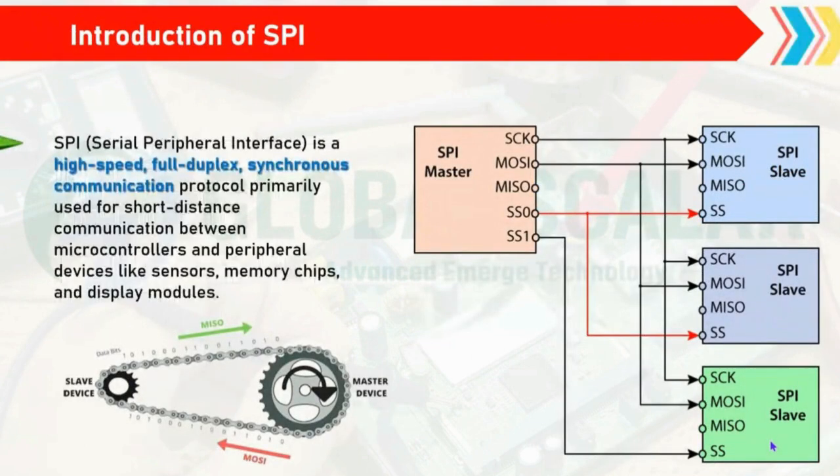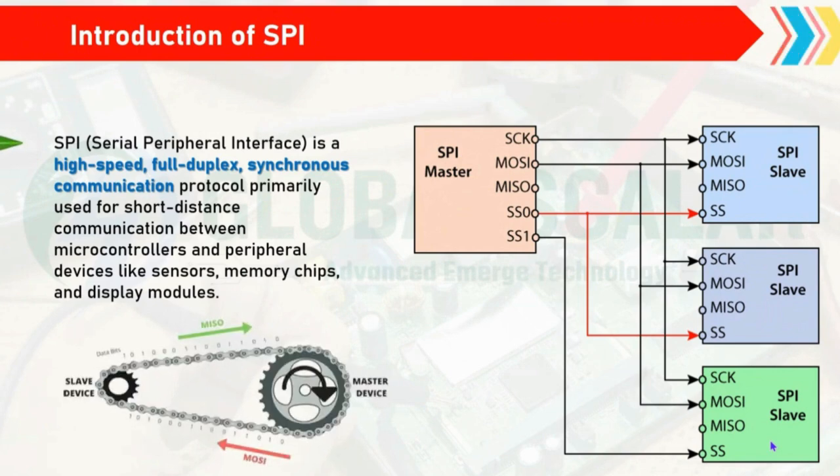Coming to the introduction, SPI, the Serial Peripheral Interface, is a high-speed protocol primarily used for short distance communication. It is a full duplex protocol, and it is a synchronous communication where the data will be transferred based on the clock signal between the devices. The clock should be synced, then only the data will be transferred.